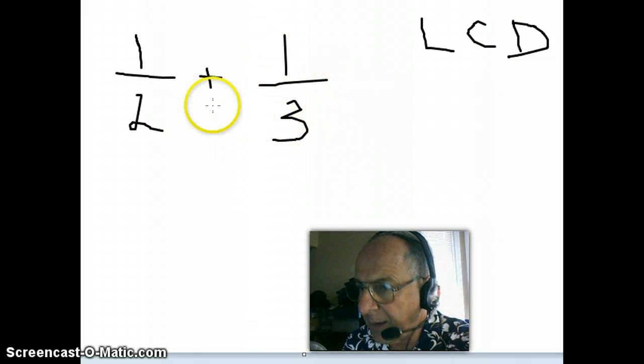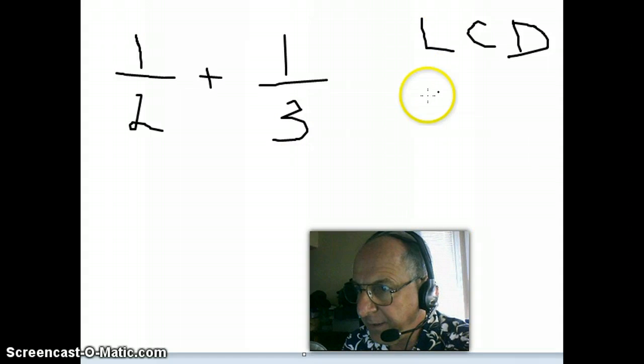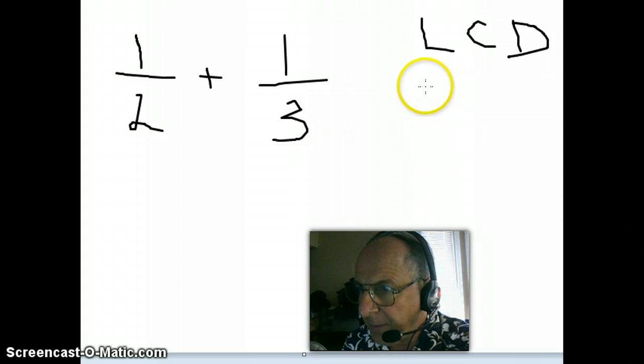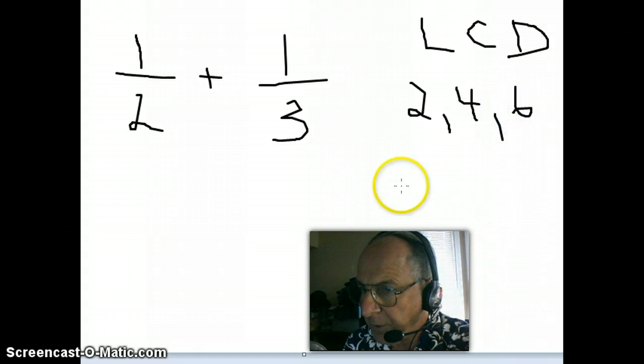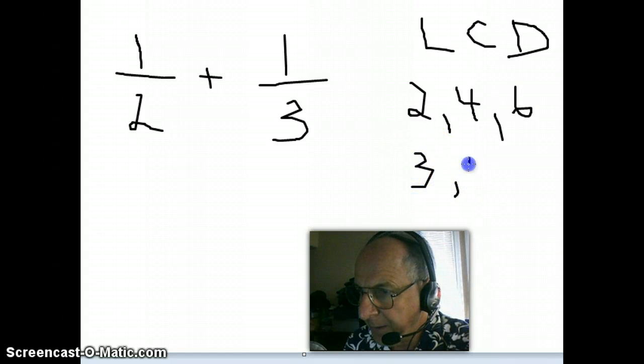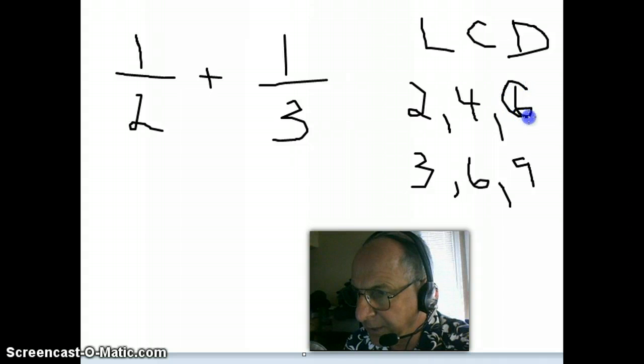So the lowest common denominator in this case is the smallest number that both of these will go into evenly. Now sometimes it's easy to find the lowest common denominator by just writing out the multiples of each one of the numbers in the denominators and finding out the first one that matches. So if I asked you to write out the first few multiples of the number 2, you'd say 2, 4, 6, and the first few multiples of the number 3, 3, 6, and 9. Now we notice that the first matching number is the number 6.